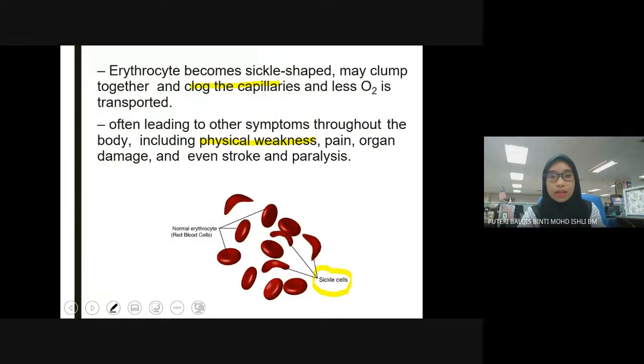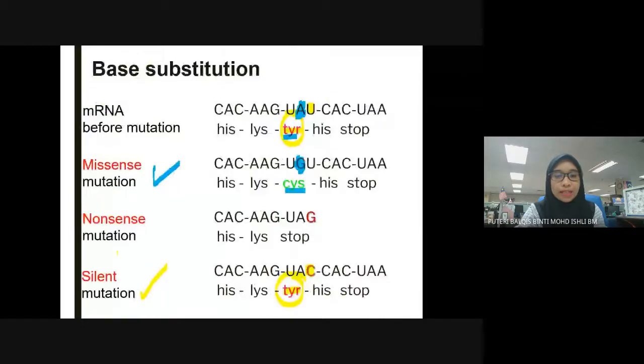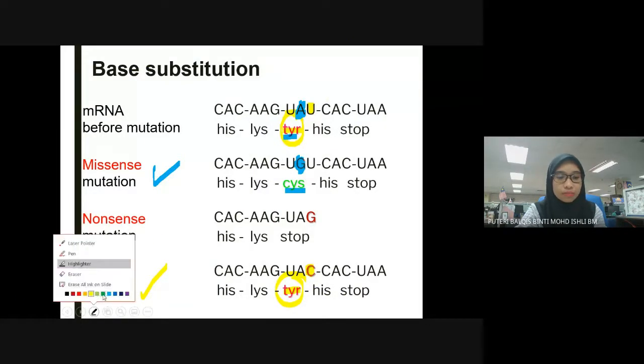Alright, nonsense mutation. Nonsense mutation is changing one codon into a stop codon. Okay, kita tukar codon kepada stop codon. So what happens is this one. This is nonsense mutation. Kita tengok dululah.